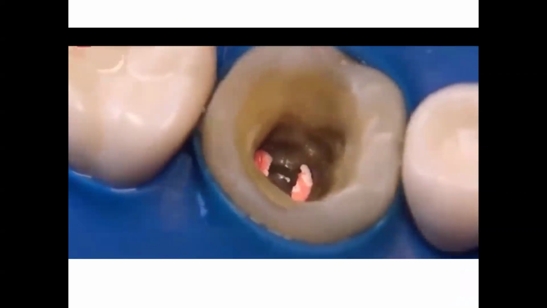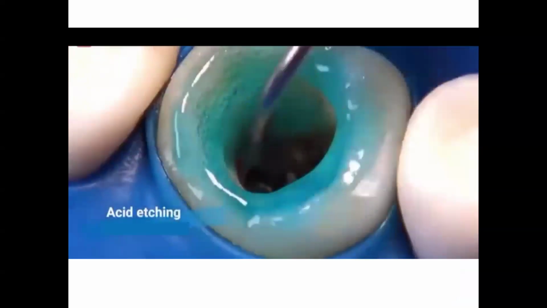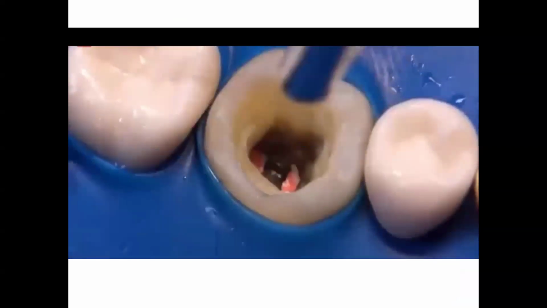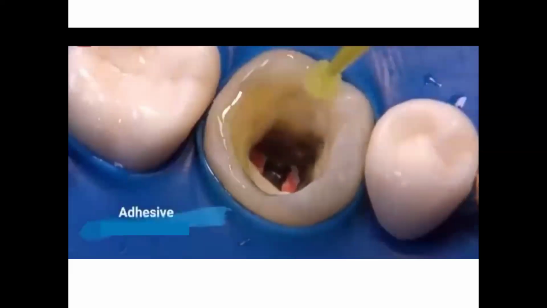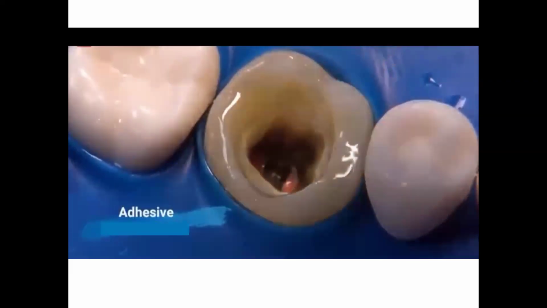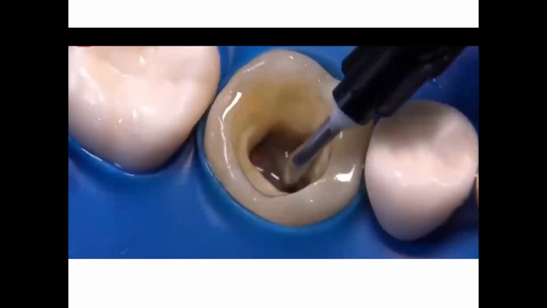This is a short video showing how you are going to bond the endocrown on the tooth structure. Each step you have to keep in mind when you are bonding the endocrown on the tooth structure, because I already mentioned that it is very technique sensitive.